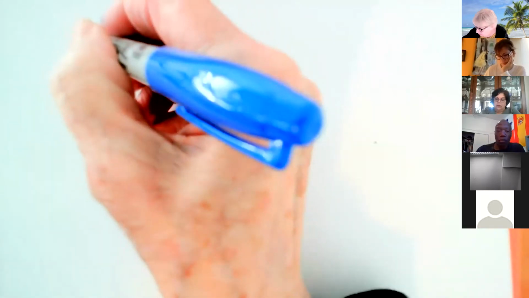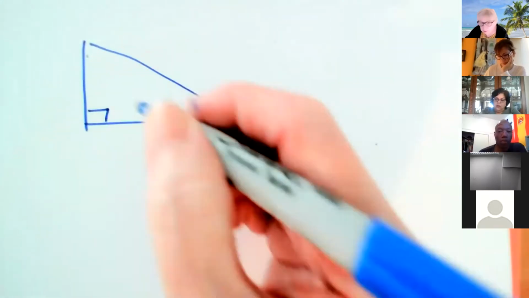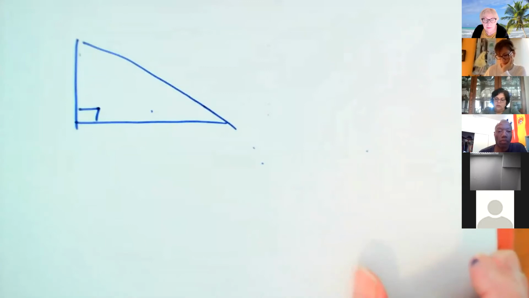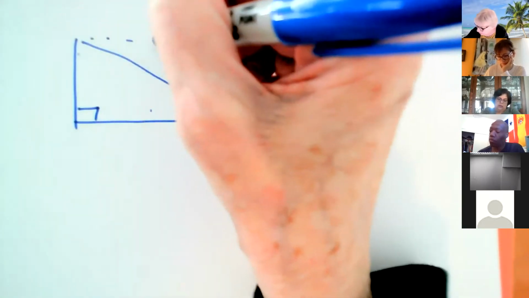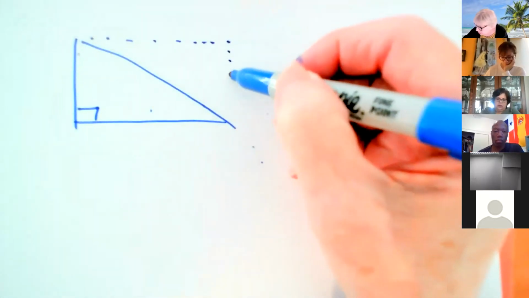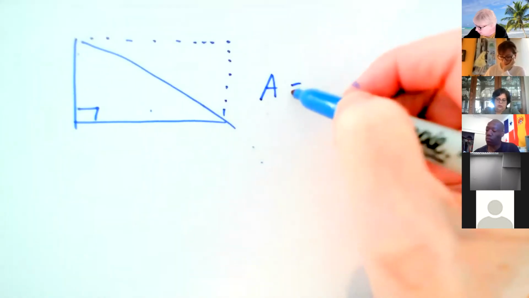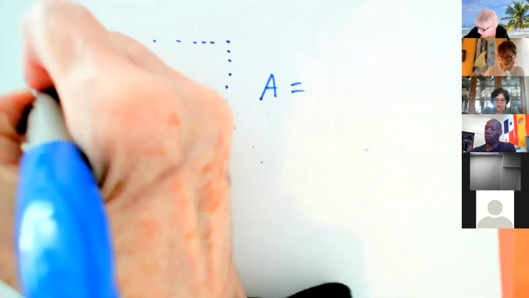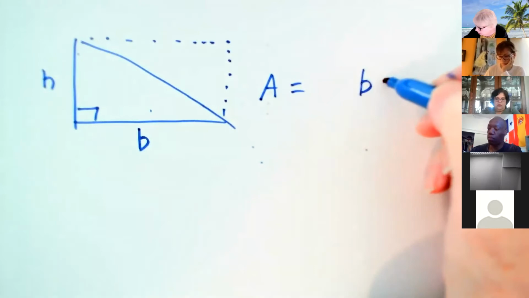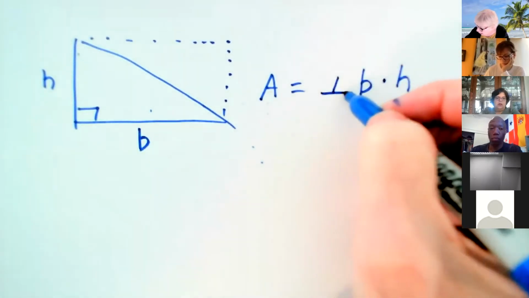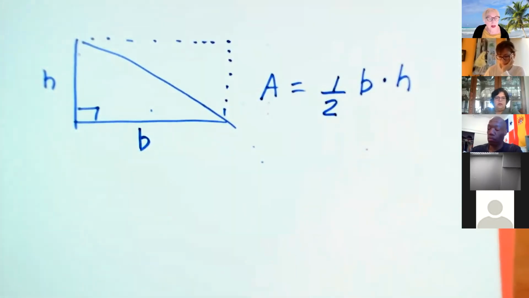I'm going to give you some triangles. This is visual. Area equals the base times the height, and it's 1/2. Visually, it's 1/2. And exactly, it's 1/2.